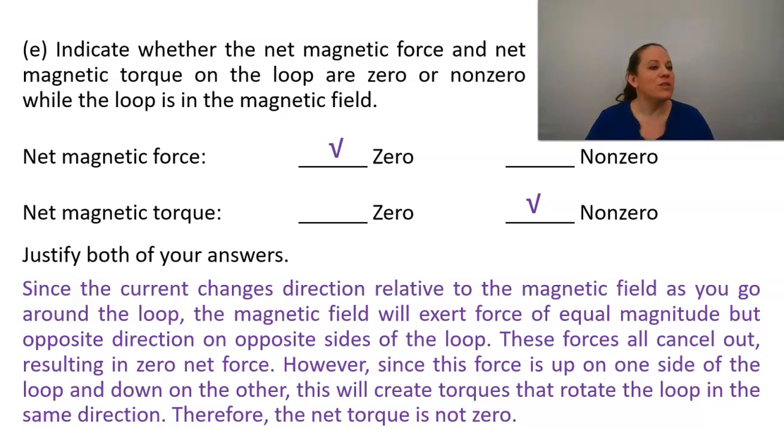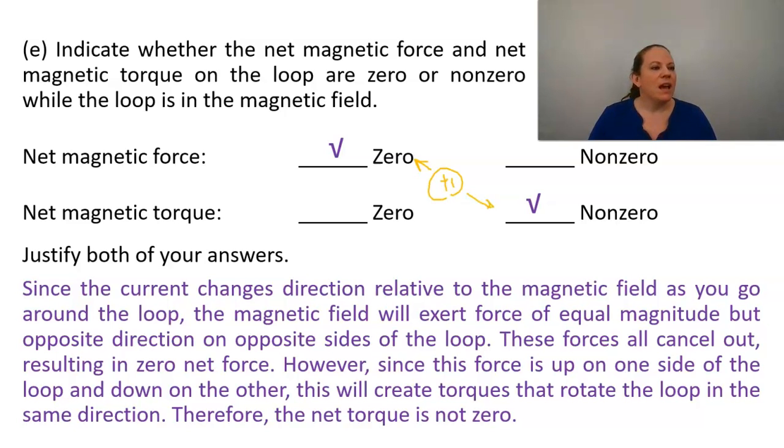And for our scoring, we are going to have a point for selecting both 0 for net force and non-zero for net torque. I couldn't find my cursor. These light colors are very difficult to see. So you get 1 point for selecting both.